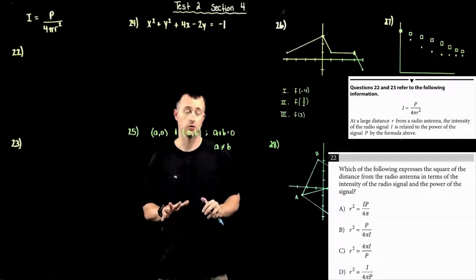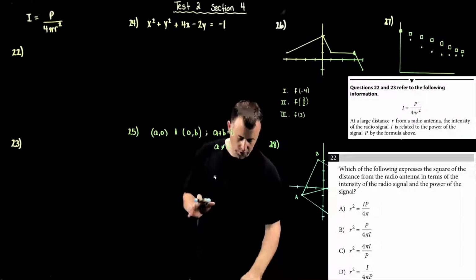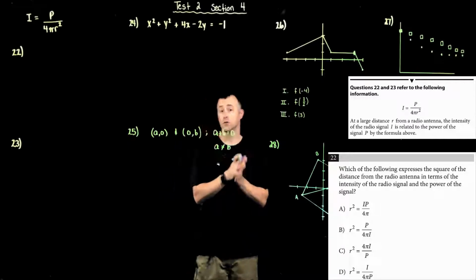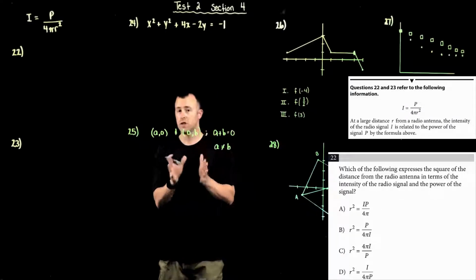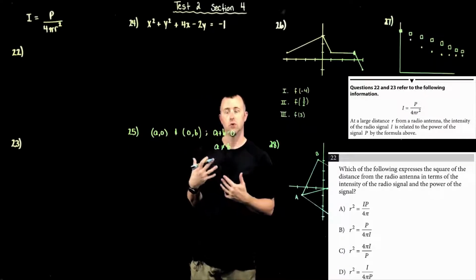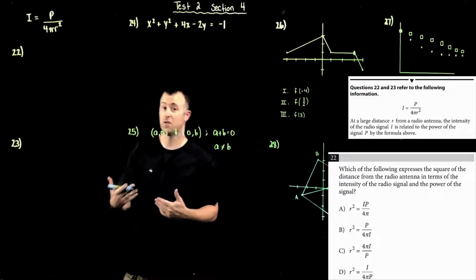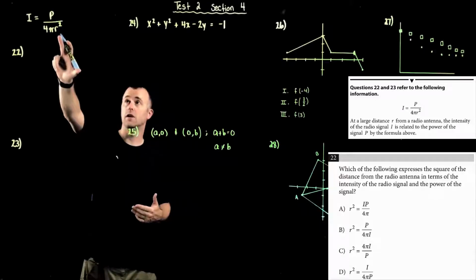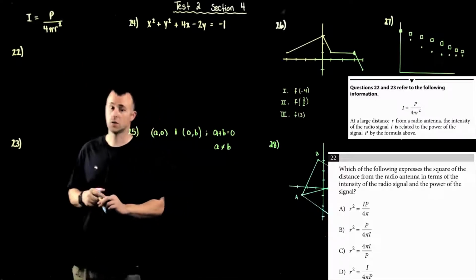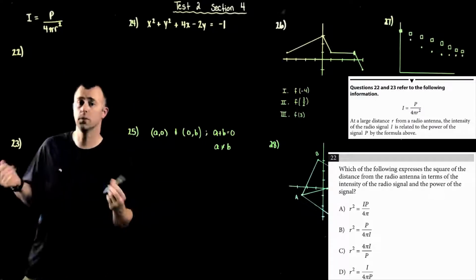Let's look at the answers real quick. What you'll notice is all the answers are solved for r squared. So this is nothing more than what we would call solving a literal equation, which means we're going to solve this equation for another variable. In this case, that variable is going to be r squared. So we're just going to do a little bit of algebra here.